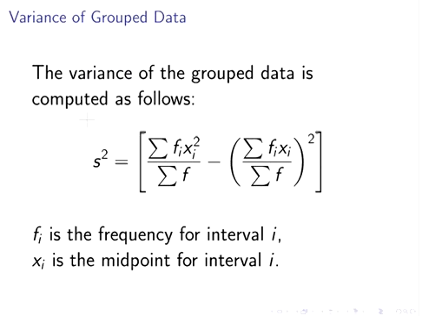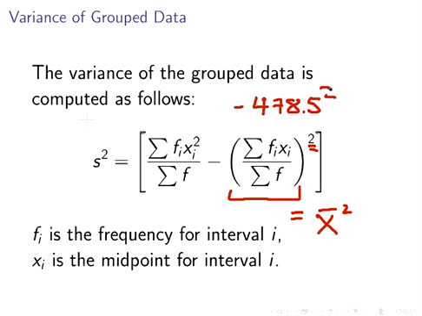The variance of grouped data is given by this formula here. Now, it's quite a forbidding looking formula, but I'll just draw your attention to the fact that this part here is equal to x bar squared, just with that square there. So we've actually got quite a bit of work done already. So that's minus 478.5 squared. Usually when you're calculating the variance, you would have calculated the mean first. In fact, it makes no sense not to do it first. Also down here we have the sum of f, that's equal to 100. So all that remains is to compute this part here.